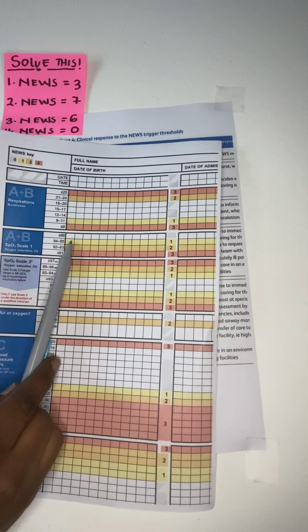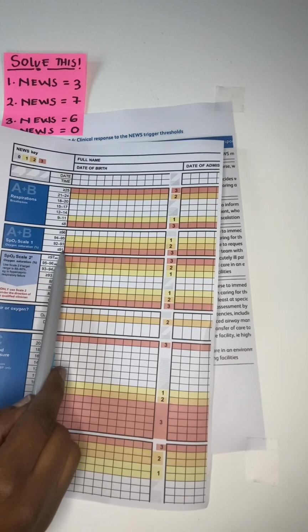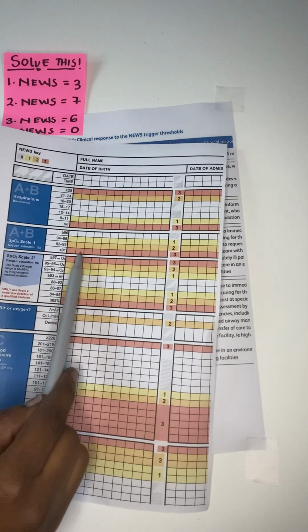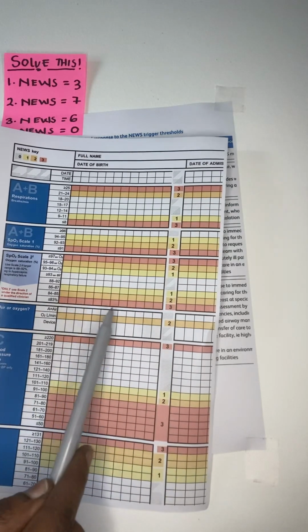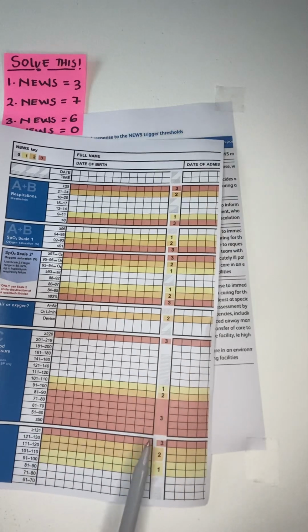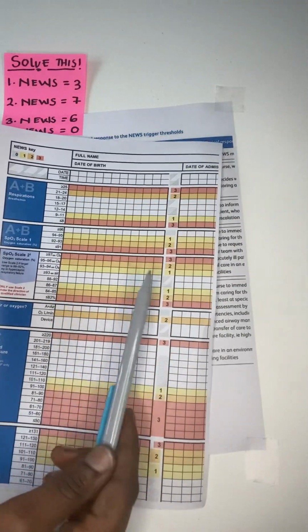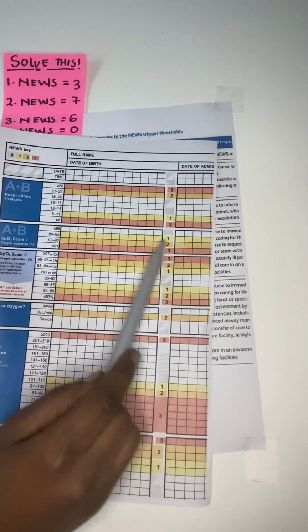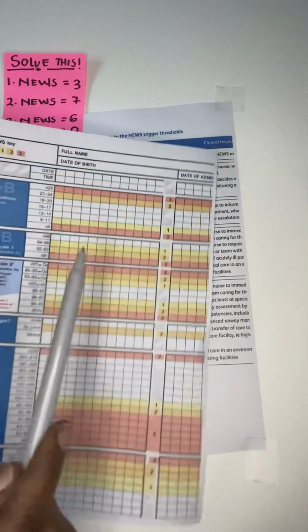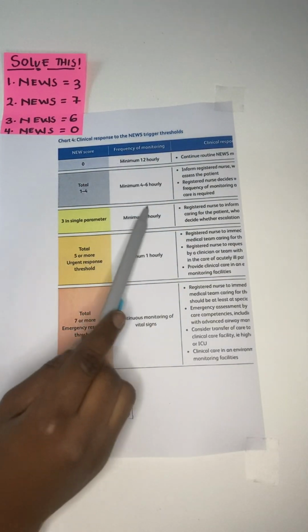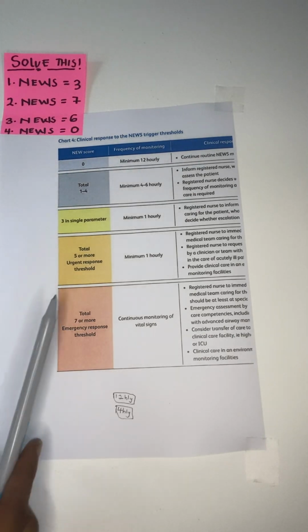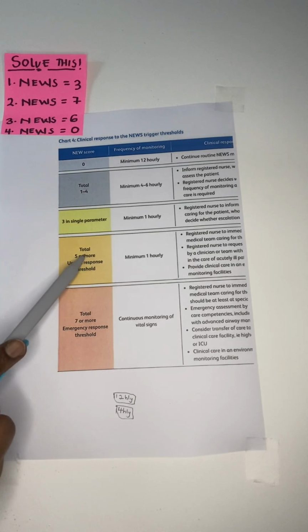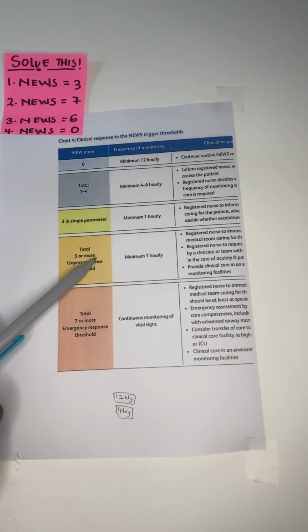The same applies if the patient's saturation was, say, 90, which will fall here. The patient is going to have a NEWS score of 3 in one parameter. It doesn't matter whatever values the patient is getting in the other parameters, as long as you have seen a 3 in one parameter, the monitoring frequency is going to be what? Hourly. Please, I hope you understand. Good. Now we move on. Now they said if your total NEWS score is 5 or more, that one is an urgent response.